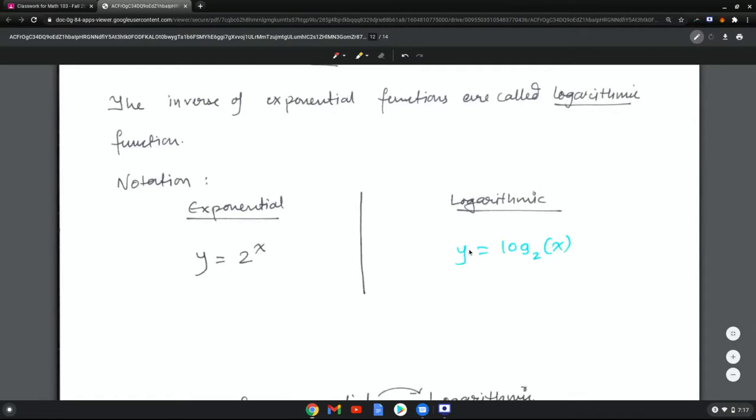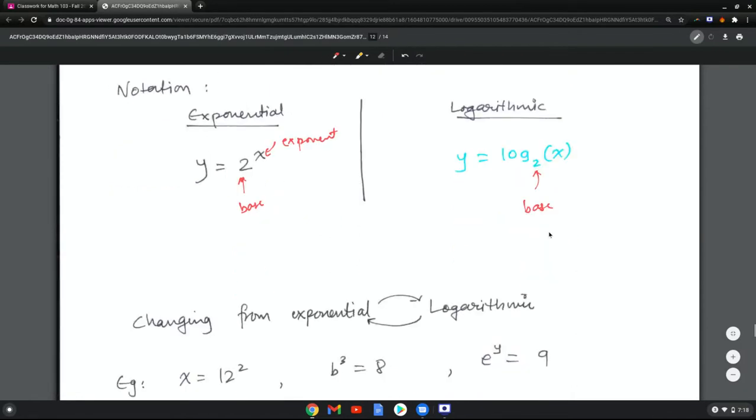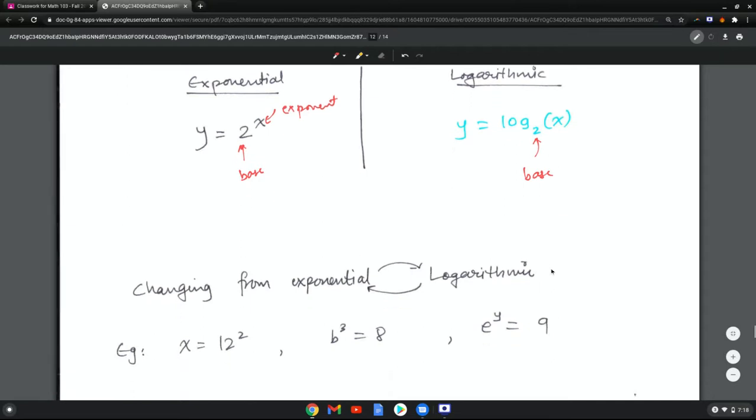Notationally, that something which we said before is log, which stands for logarithm. Now in the exponential notation, this was called the base and this was called the exponent. We've retained the idea of the base and we still call this base. So we don't call x exponent anymore. And then the input and the outputs have swapped. So you should know how to change from exponential to logarithmic notation.